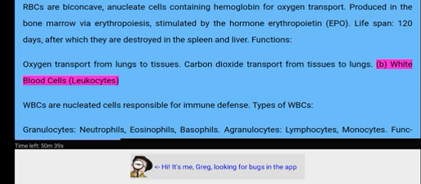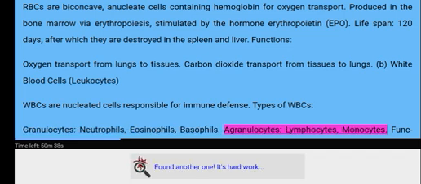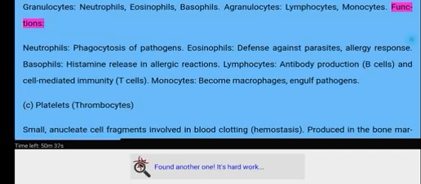B. White blood cells (leukocytes): WBCs are nucleated cells responsible for immune defense. Types of WBCs: granulocytes (neutrophils, eosinophils, basophils) and agranulocytes (lymphocytes, monocytes). Functions: neutrophils, phagocytosis of pathogens. Eosinophils, defense against parasites and allergy response. Basophils, histamine release in allergic reactions. Lymphocytes.